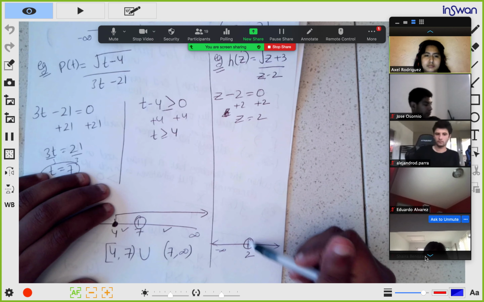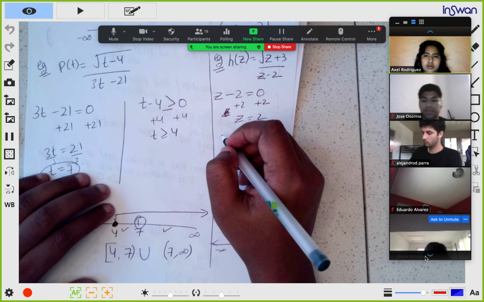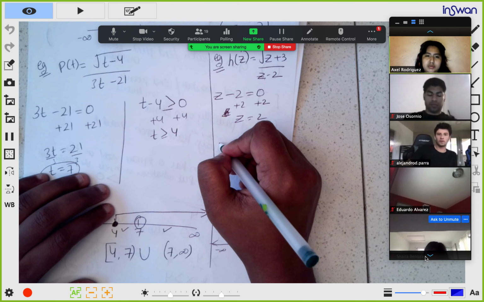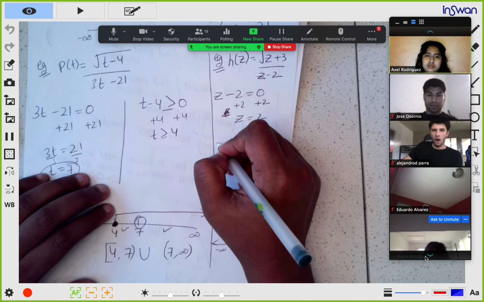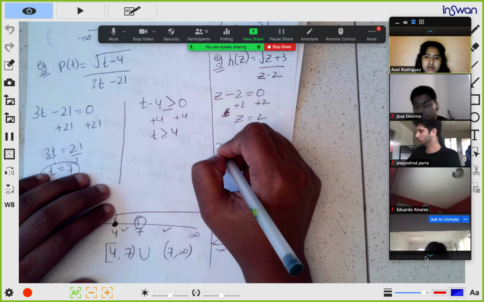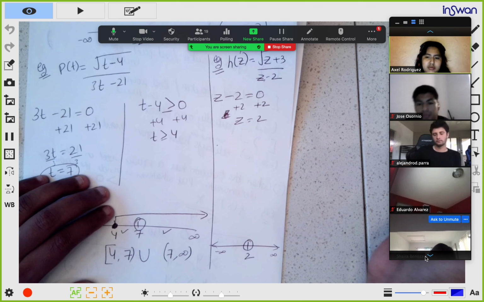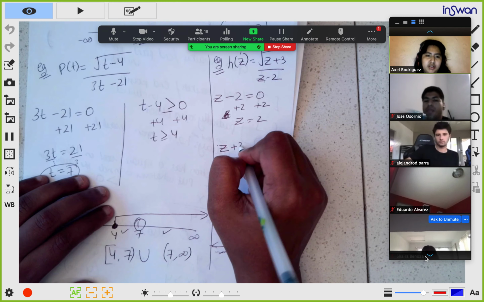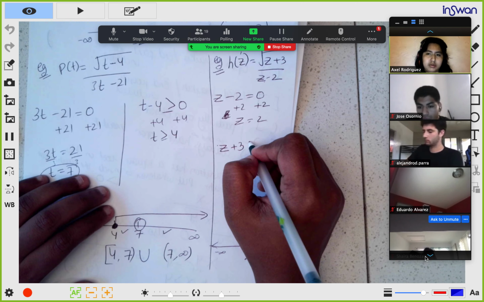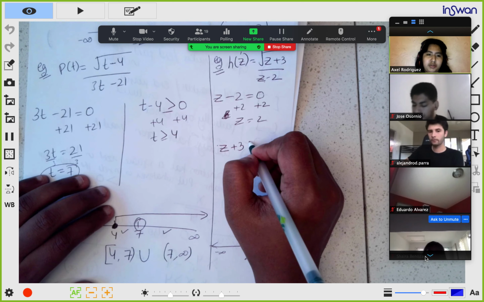What's my next step? You put 2 on the numerator. Yeah. So square root of... so what do we do? Can you tell me what I should write? It would be z plus 3 on the numerator. Z plus 3. Oh, z plus 3. Yeah. Should be? You put a 2 on the z, no?